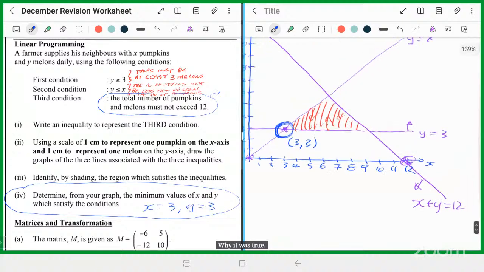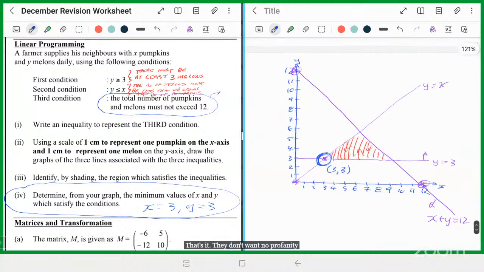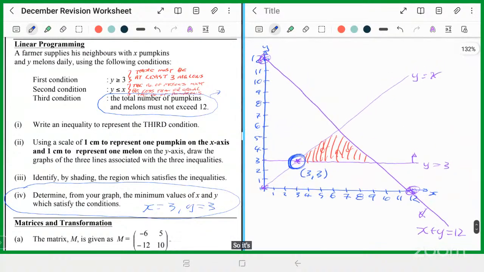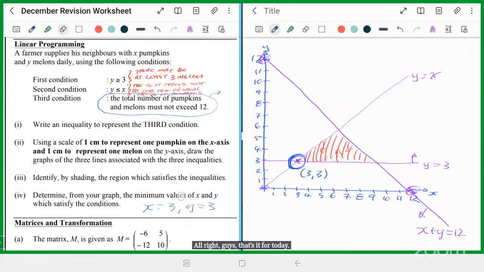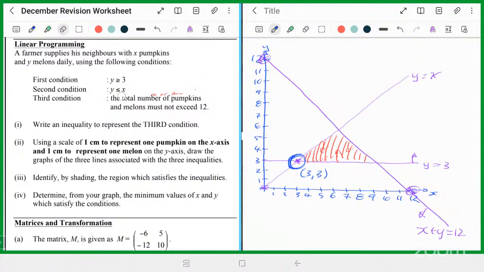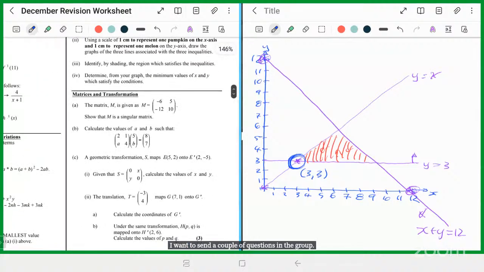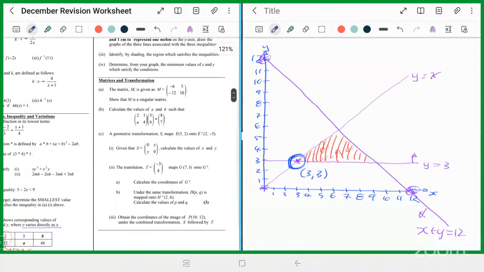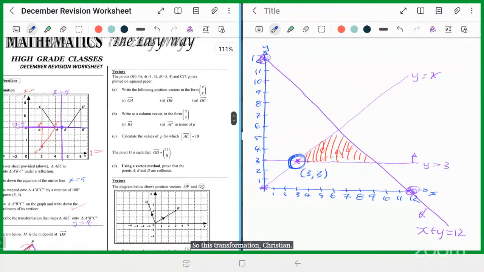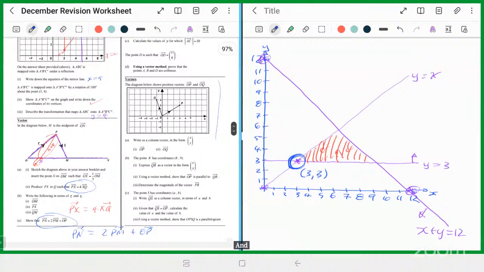That's it. They don't want any profit or anything in this one. So it's an easy one to do today. All right, guys. That's it for today. You need to go and do the questions. I'm going to send a couple questions in the group. So this transformation question and this vectors question over here. I need to send at least 2 or 3 questions in the group.